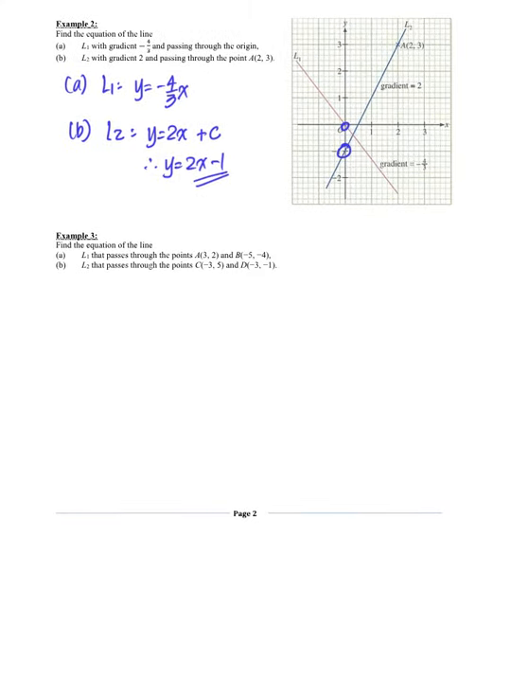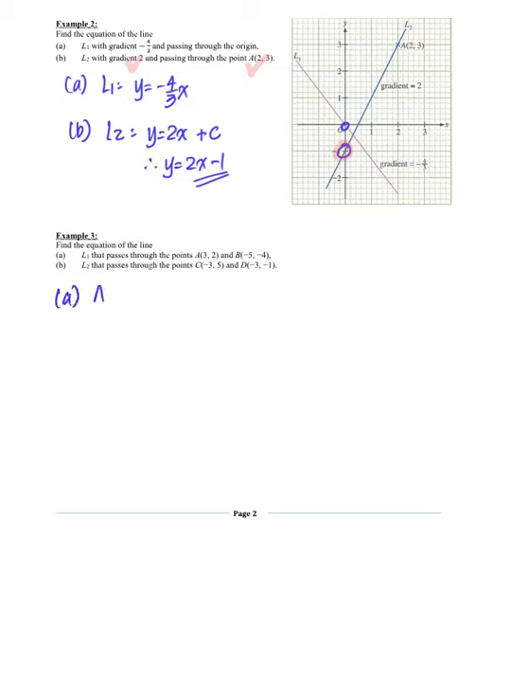Find the equation of the line L1 that passes through the points A and B. So in this case, example 2 is easy, in the sense that they already gave you the gradient as well as a point. In this case, straight away on the diagram you can tell. But in example 3, you don't know the y-intercept, neither do you know the gradient, but you can find it.